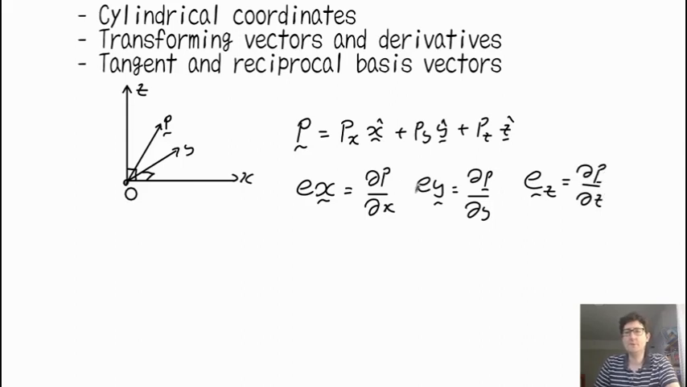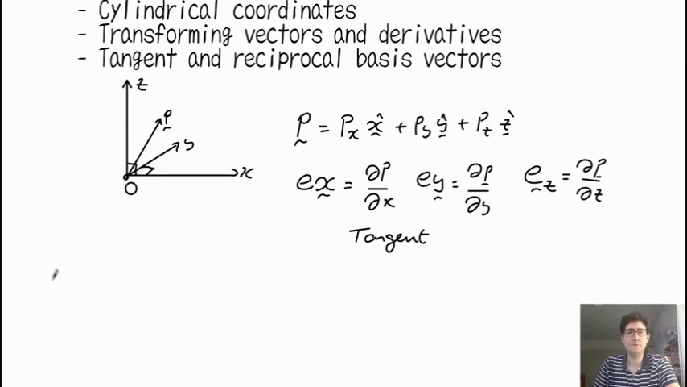So these are the basis vectors that we're used to in Cartesian coordinates, and these are the tangent vectors. If you have a vector p, how does that position change as you change one of the coordinate axes? And so these lines are tangent to the coordinate lines, lines of varying x while keeping y and z constant, for example.